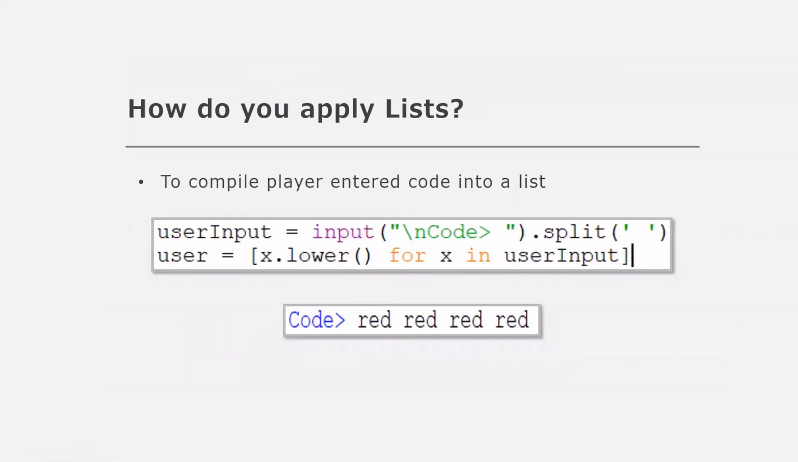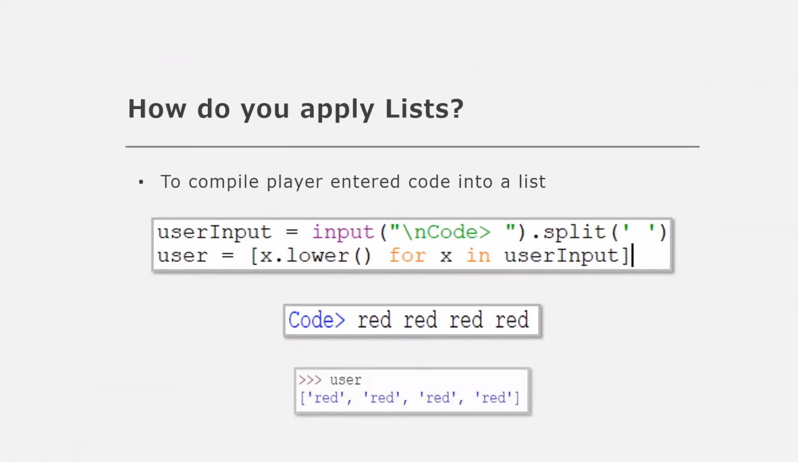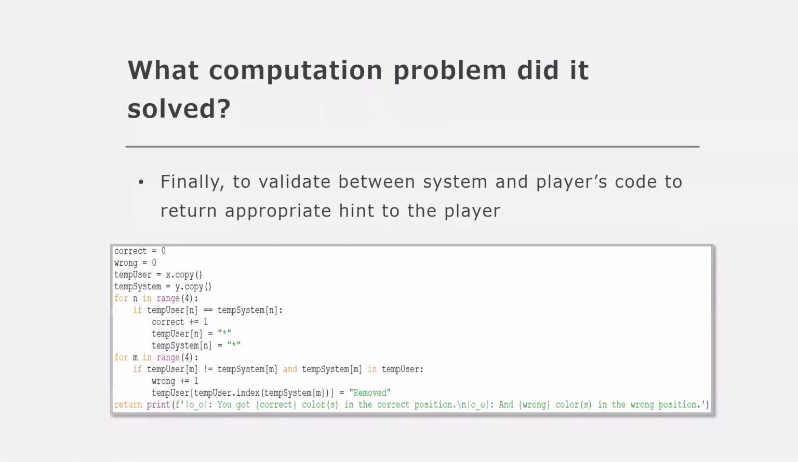Furthermore, it was also used to compile the player's code into a list as shown. The main issue that it was actually able to tackle was the fact that a list is actually easier to validate between the player's and system code. As shown, we can compare the color from the player list index 0 to the system list and generate the hint that was required to output.